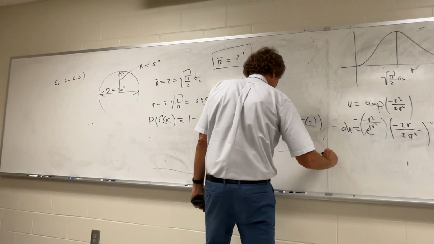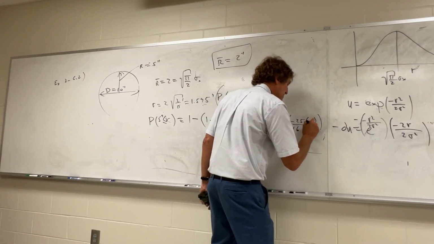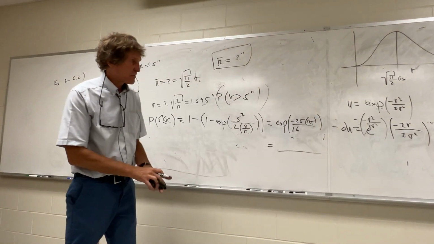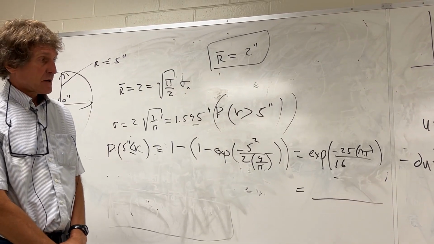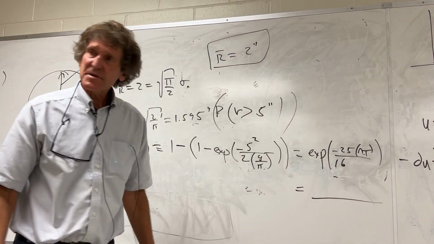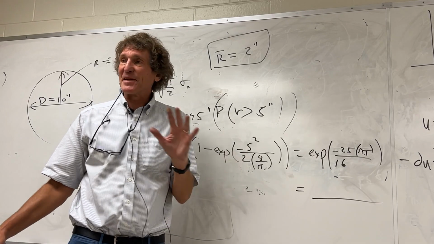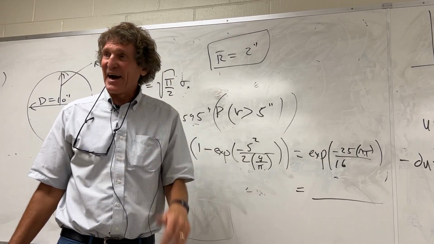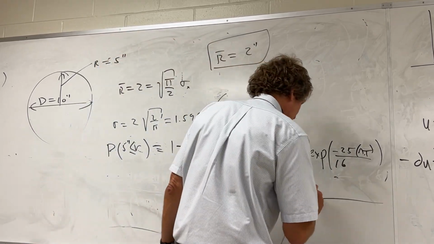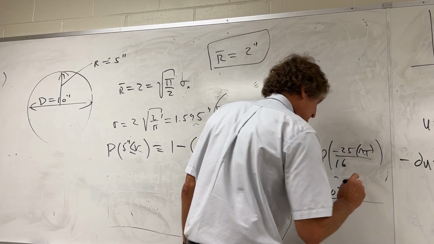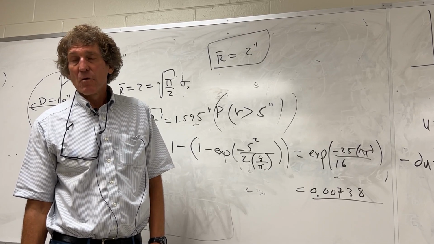So can you tell me what that is, people? It should be minus 25 pi over 16. Can you all follow me how I got that? It can't be negative. Yeah, now take the exponential. I want to know what the whole answer is. You're right, I'm sorry. It's 0.00738. Does that jive with one of those answers? Yes. Are y'all with me?